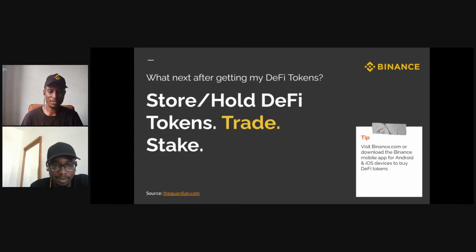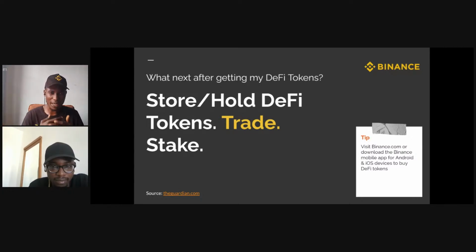You can do that. Another way is for you to trade them. You can take advantage of the market volatility, take advantage of the movement in prices in the market to trade and book some profit, probably daily, weekly, monthly, depending on your trading strategy.